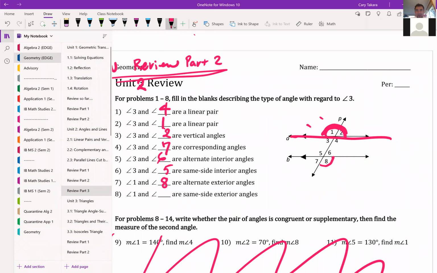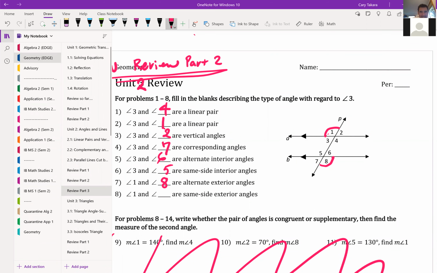Again, it's the horizon, right? The sunset. So that's a linear pair. So it cannot be 1 and 2, but it's 1 and 8. Okay, alternate: one is the left side, one is the right side. And exterior means outside of the parallel lines.